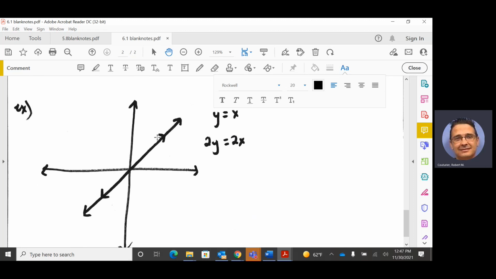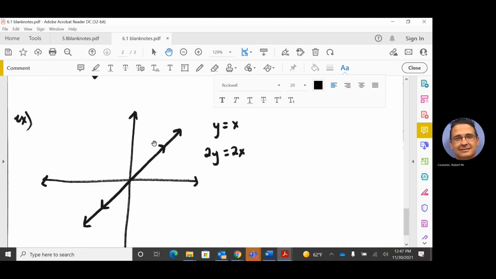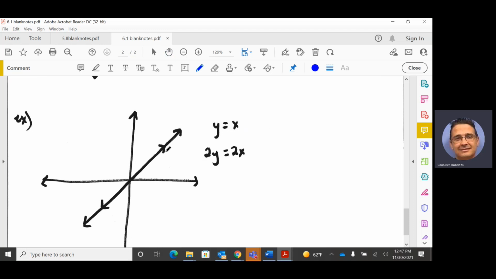Look at the last one. Wow, this is interesting. I've got two lines. They've even given me some equations this time. But this is really weird, right? First off, this is not in slope-intercept form. We need to simplify this, right? We could divide by 2, divide by 2. I'll reduce. Then we have y equals x, question mark.